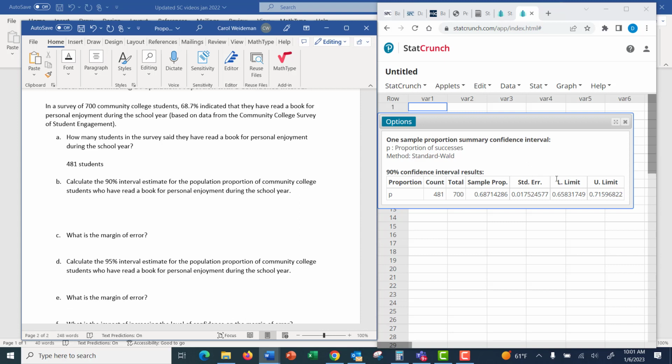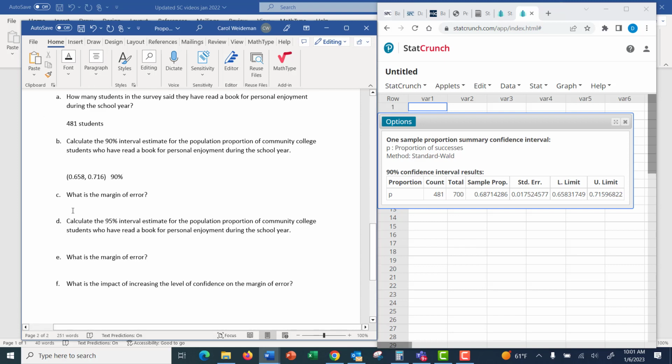Okay, so the confidence interval, again, there's that point estimate. There's the 68.7 that we were given in the problem. Here's my lower bound, 0.658. I'm going to go ahead and put this over here, 0.658 is my lower bound, and my upper bound is 0.716. Okay, so there's my, and this I'm going to put next to it is the 90% confidence interval.